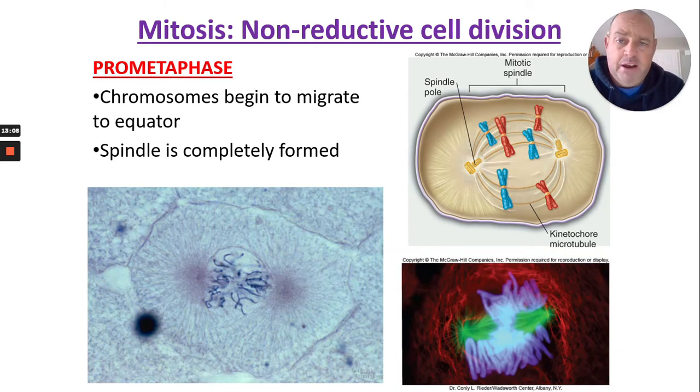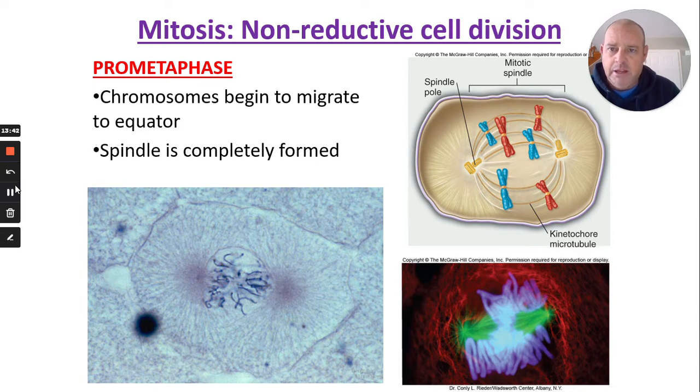Prometaphase wasn't even around when I was a student. They've kind of invented this one. I think they thought there was just too big a gap between prophase and metaphase, so they came up with prometaphase. And this is where chromosomes begin to migrate to the equator, and the spindle is completely formed. The spindle is this group of proteins that act like the strings or the connectors that are going to grab the DNA and pull it to each end of the cell. So that's the spindle, which we'll focus on here in a minute. But yeah, prometaphase is just getting things organized.